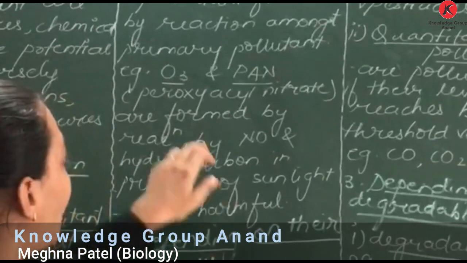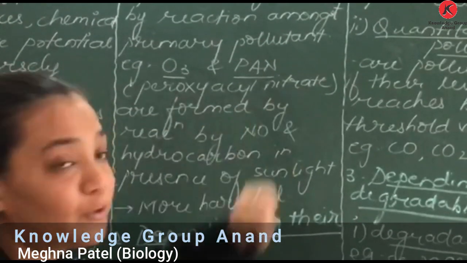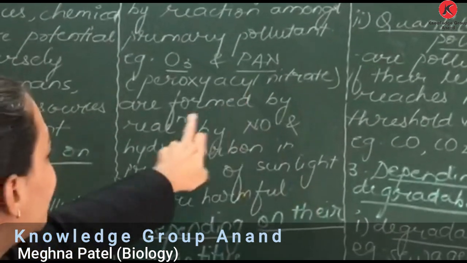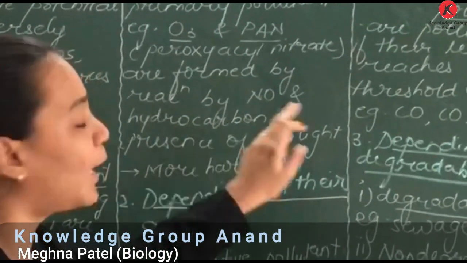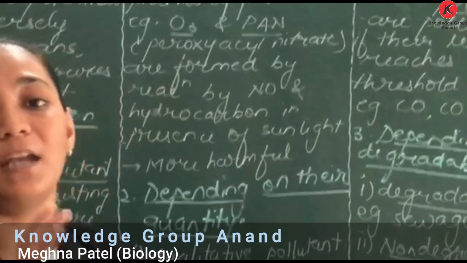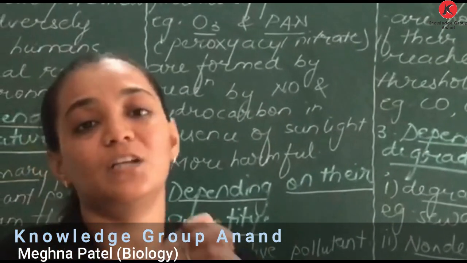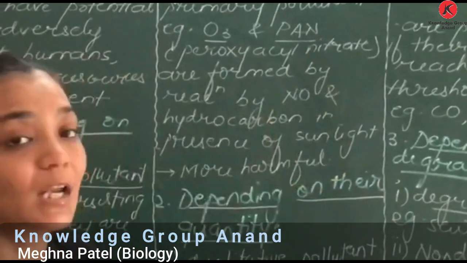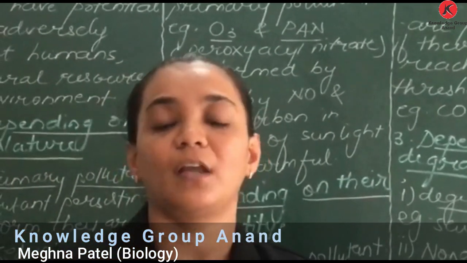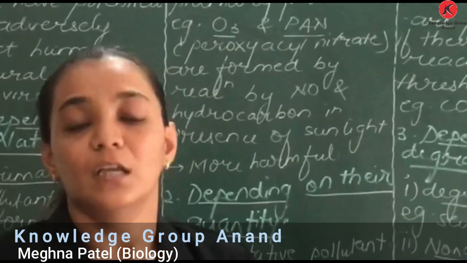PAN stands for peroxyacyl nitrates. So peroxyacyl nitrates are formed by the reaction between nitrogen oxide and hydrocarbons. So NO and hydrocarbons इनके combination से बनता है PAN, peroxyacyl nitrate, and that is one of the major air pollutants present in the environment.